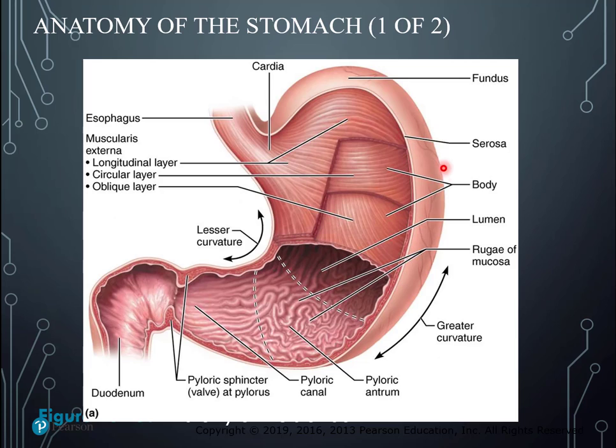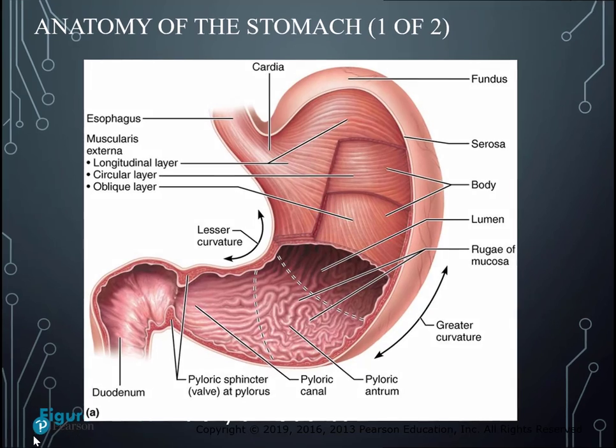And this greater curvature will be connected to another wider omentum that would connect the stomach, the greater curvature of the stomach, to the transverse colon. And this particular omentum is named the greater omentum of the stomach.